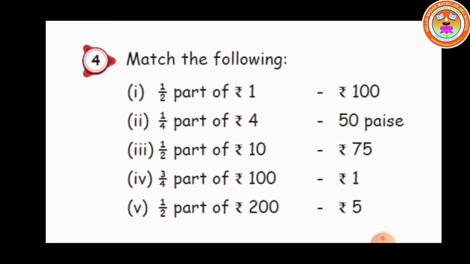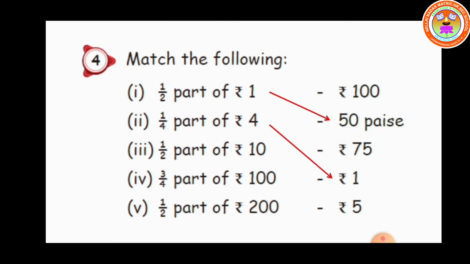Let's move to the next question. Number 4. Match the following. 1 by 2 part of rupees 1. Already we know that is 50 paise. 1 by 4 part of rupees 4. So 4 divided by 4, we will get the answer 1, which is rupees 1.